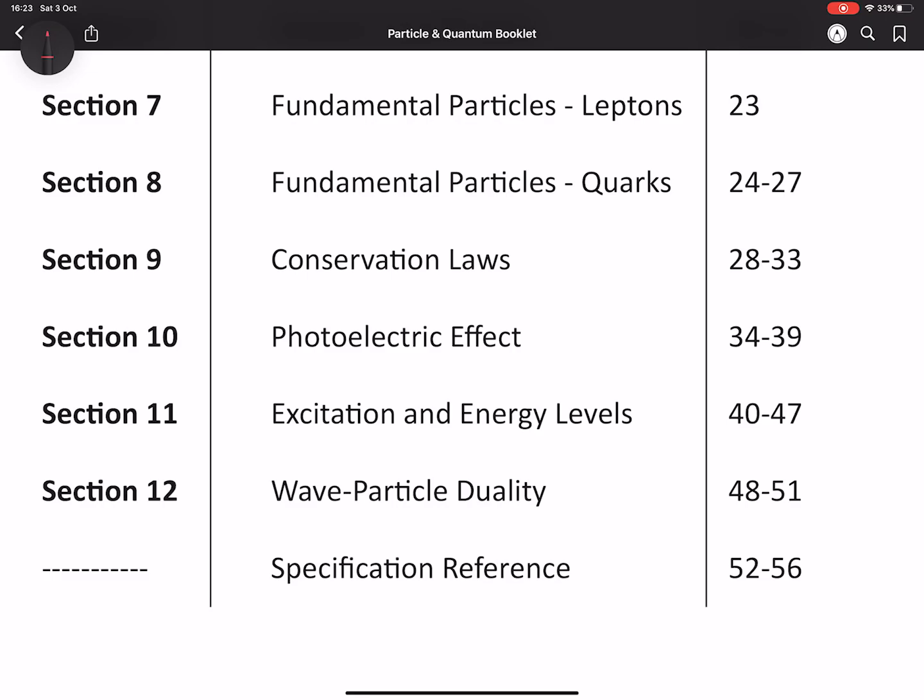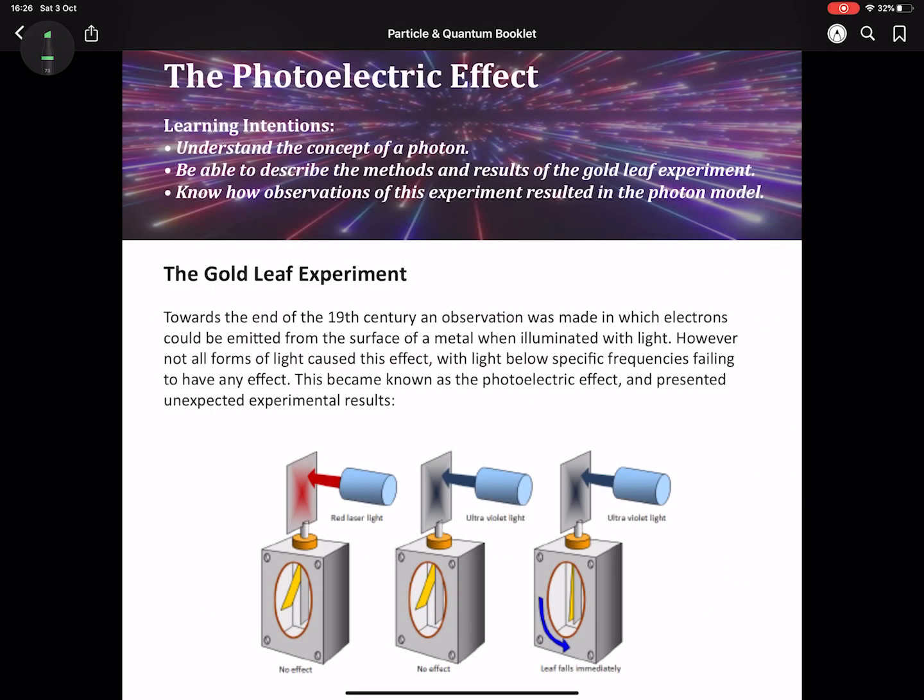In this video, we'll be looking at the first quantum phenomena topic, the photoelectric effect. The photoelectric effect was an observation. An experiment was carried out in the late 19th century, where light was shone on a metal surface. And what was observed was that electrons would leave this surface under certain conditions.